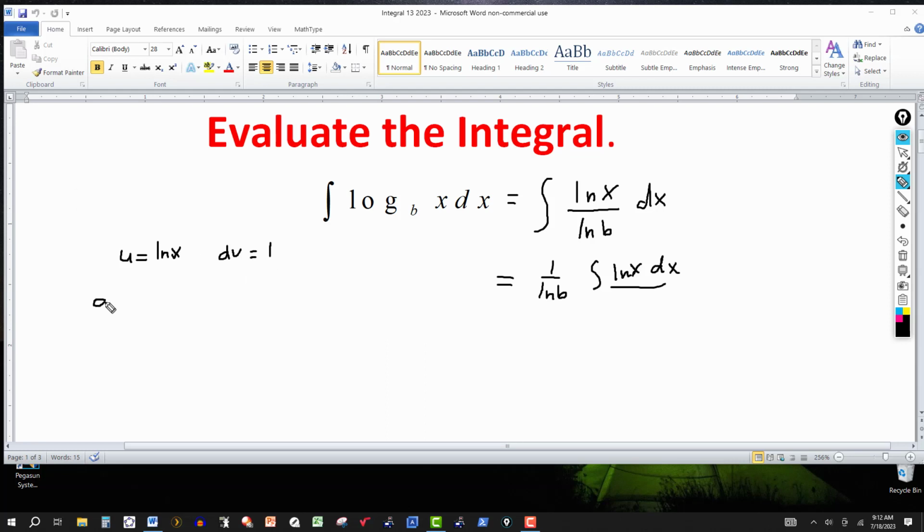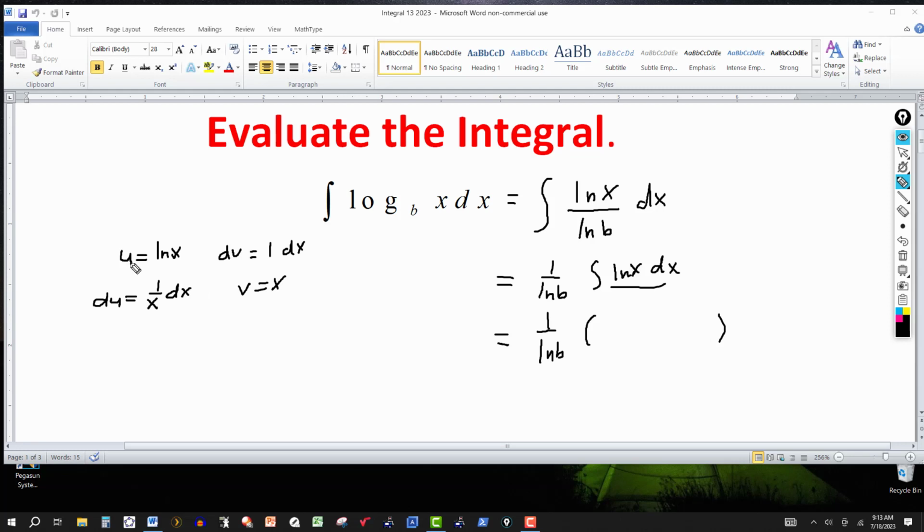So du will be equal to the derivative of ln of x, which is 1 over x, times dx. Here dv equals 1 dx, so we integrate both sides. v then is equal to x. So I have the constant 1 over ln of b, and then we're going to integrate the natural log using integration by parts.